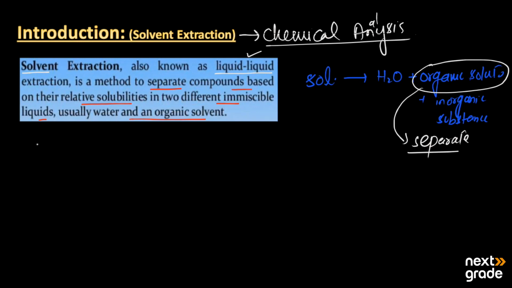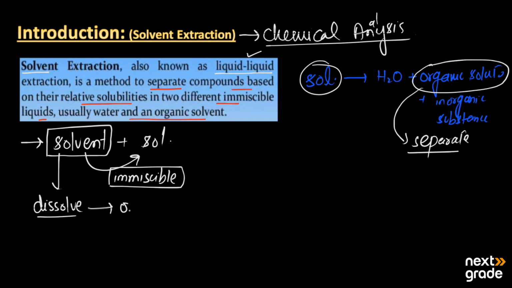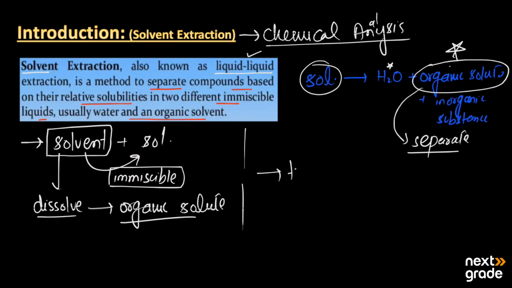the main step is we will add another solvent to this solution. What type of solvent will we add? A solvent that is immiscible with the solution. That solvent can only dissolve the organic solute in it. So this solvent will dissolve these organic solute particles, so the solubility of these is more in the solvent as compared to the water.